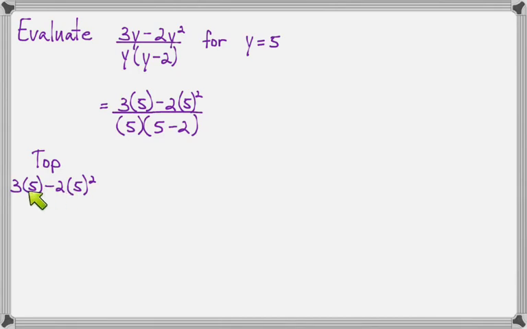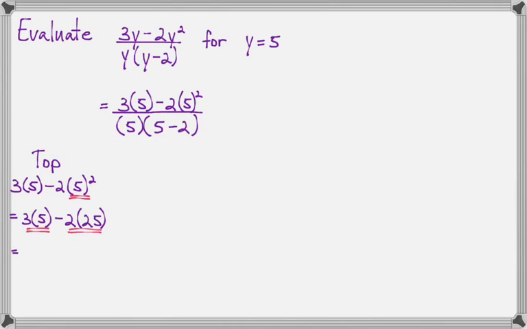okay, P for parentheses, but there's nothing to do in these parentheses, so go to the next step. E for exponents. I do have an exponent, so 5 squared is 25. Keep everything the same, but work out the exponent. Now M for multiplication. So I do have two multiplications here and here. And so let's just do them left to right.